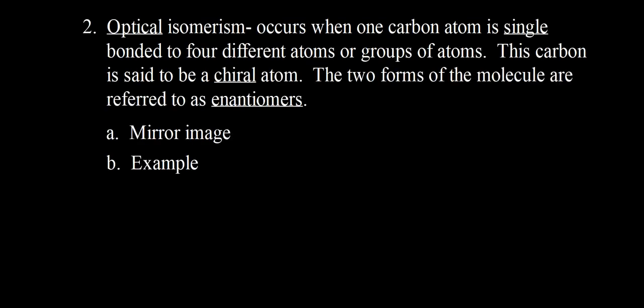Next up for the stereoisomers, a different type are known as optical isomers. Optical isomerism occurs when one carbon atom is single bonded to 4 different atoms or 4 different groups of atoms. This carbon is said to be a chiral atom or a chiral carbon. The 2 forms of the molecule are referred to as enantiomers. Enantiomers are non-superimposable mirror images of one another.